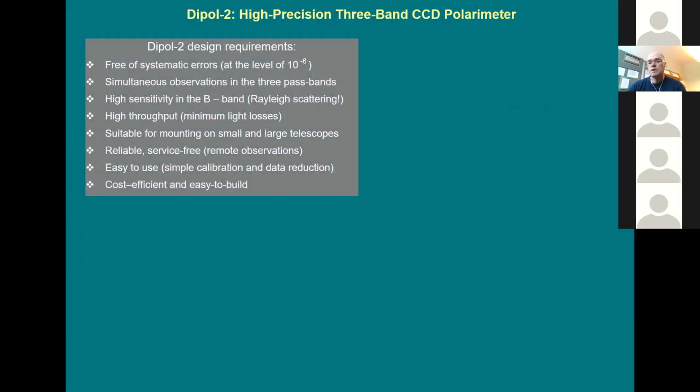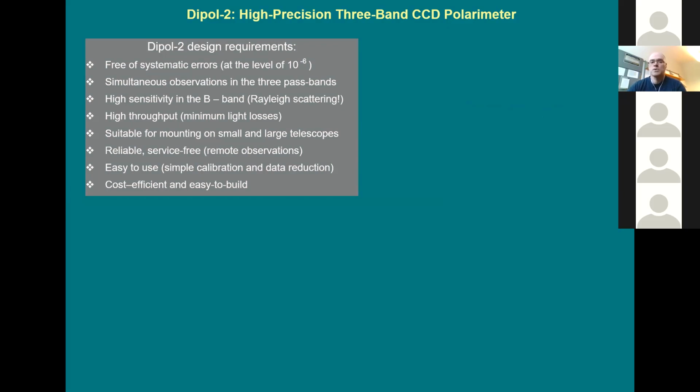Okay, so when we decided to upgrade our first CCD polarimeter, we accepted certain design requirements according to our research interest and our primary goals. First of all, we wish to have a polarimeter free of systematic error to the level of 10⁻⁶. We also wanted simultaneous observation in three passbands with high sensitivity in the blue band, which is sensitive for Rayleigh scattering.